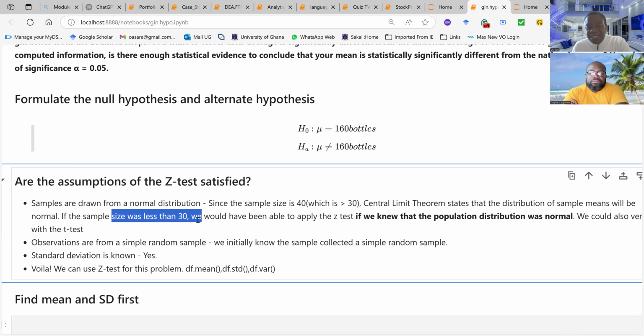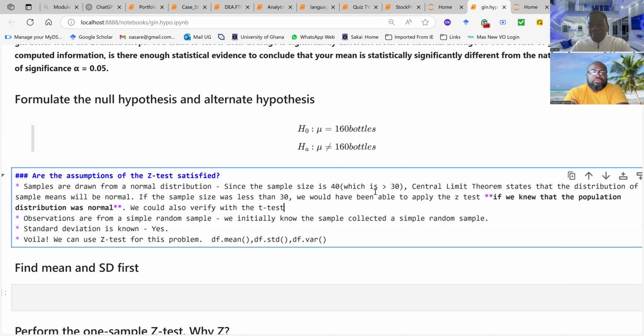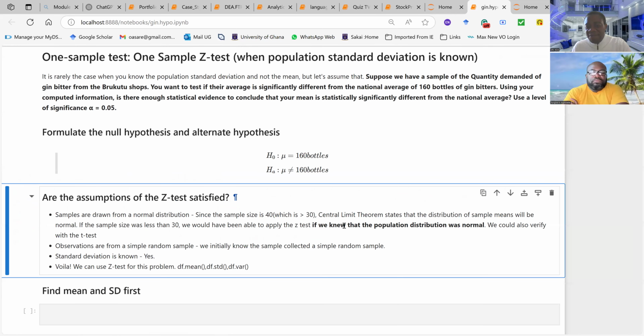Now, if the sample is less than 30, we would have been able to apply the Z test if, and this is a very important point because a lot of people just pick this and they don't know, if and only if we knew the population distribution was normal. Right now, we don't know whether the population distribution is normal or not unless we test it. We could also verify that with a t-test. So what we are going to do right now is do both the z and the t, and then we'll select the one. But right now, I know the one that you got to choose. But I want you to know when to use which one.